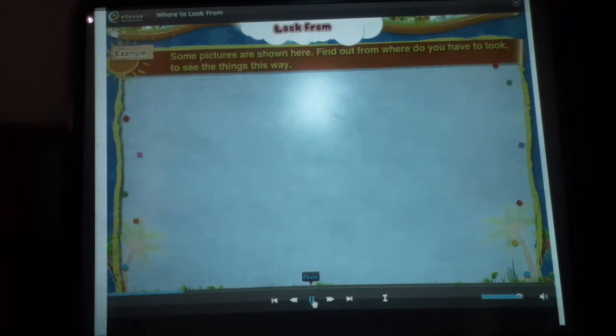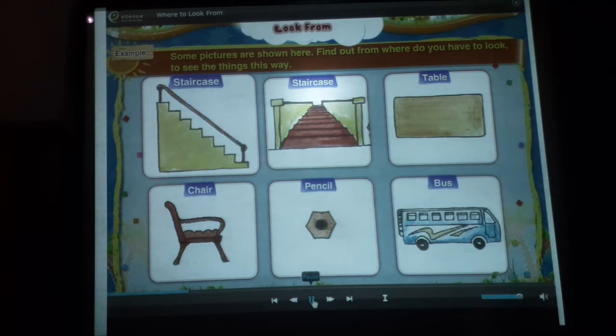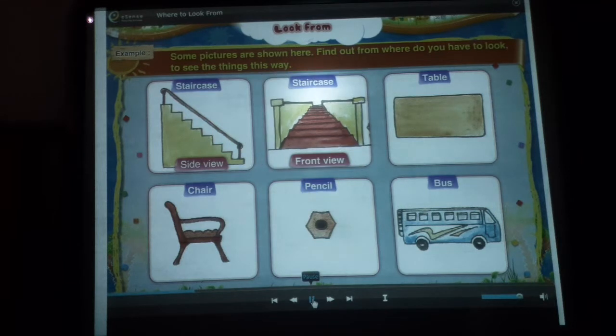Example. Some pictures are shown here. Find out from where you have to look to see the things this way. Look here. The first picture is that of a staircase. If we look at the staircase from the side, it will look like this. The second picture also shows a staircase. But here, if we look at the staircase from the front, then it will look like this.